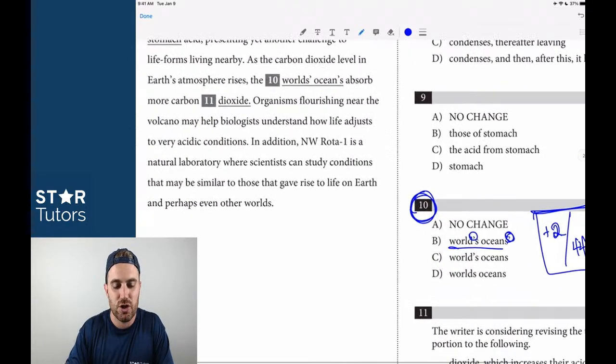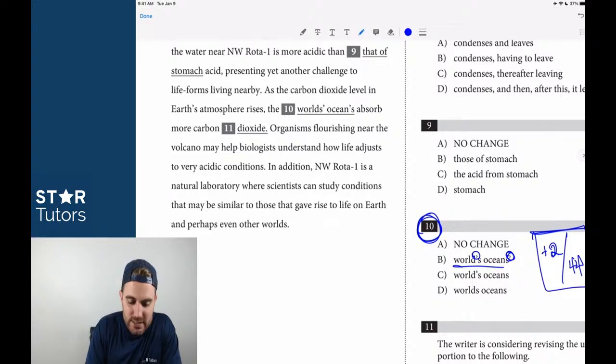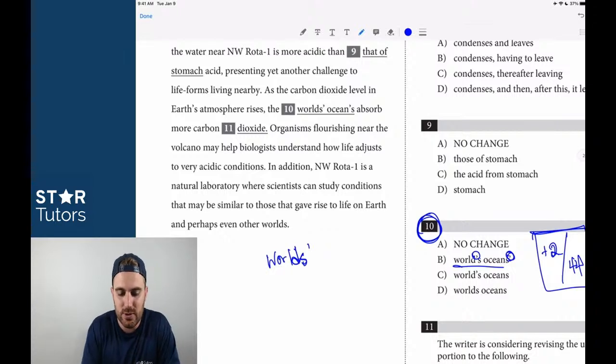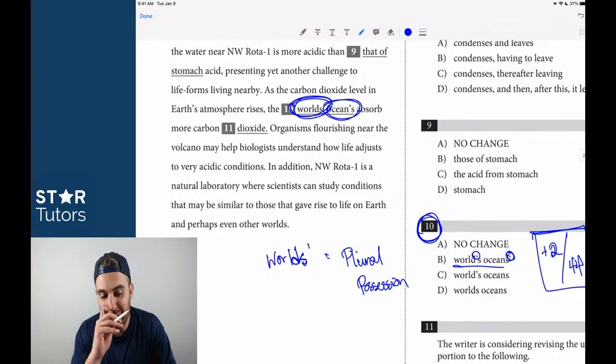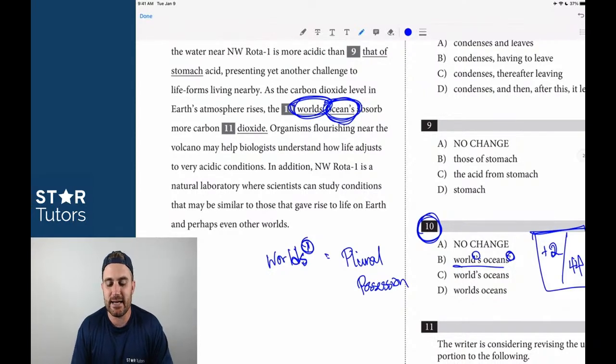So let's go through it and talk about why we're selecting certain answers. Whenever we see an apostrophe on the outside of an S, like worlds' here on number 10, that means the possession is plural. So the word that comes after it, oceans, needs to be plural. If we have an apostrophe on the outside of the S, the next word has to be plural. So let's see, is this next word plural?